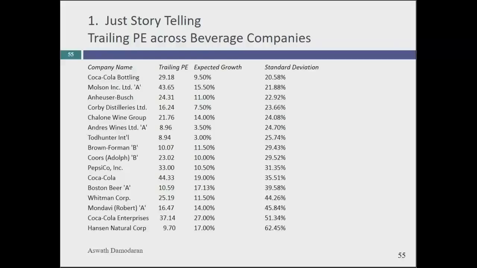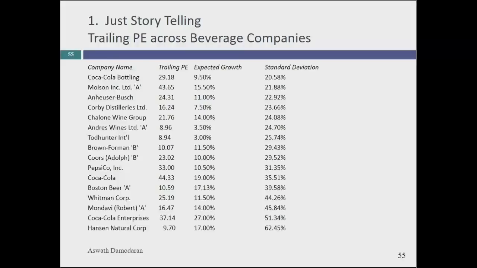What have I not controlled for? I still haven't controlled for risk, so maybe that's a factor. In the last column, I give you the risk. Hansen looks okay on growth, but it's the riskiest stock in the sector. So with Todd Hunter and Andre Wine, the problem is low growth. With Hansen, the problem is really high risk.